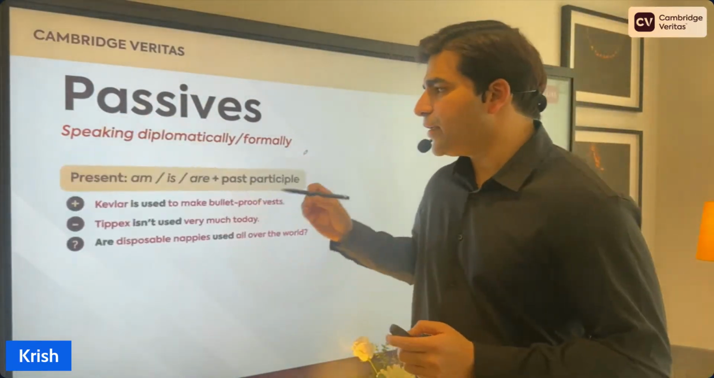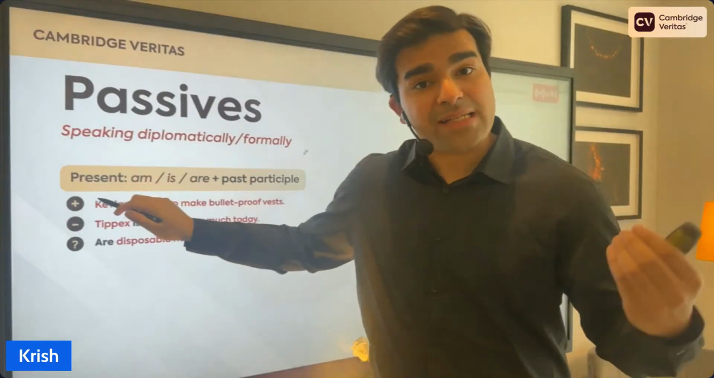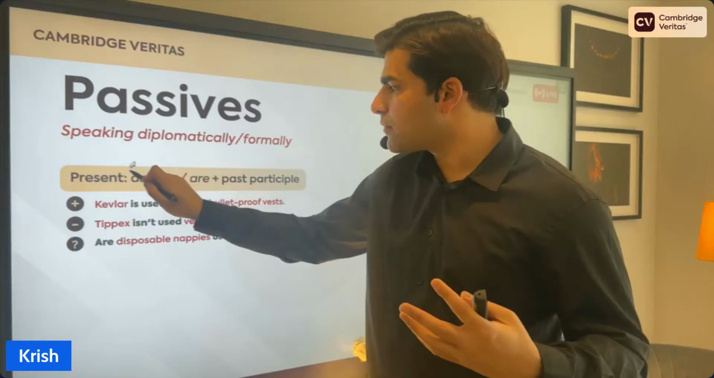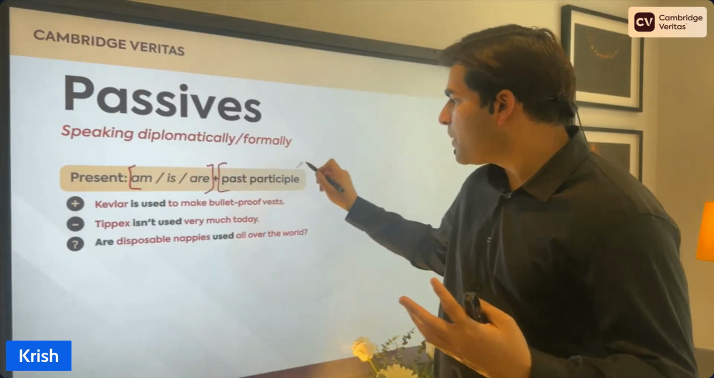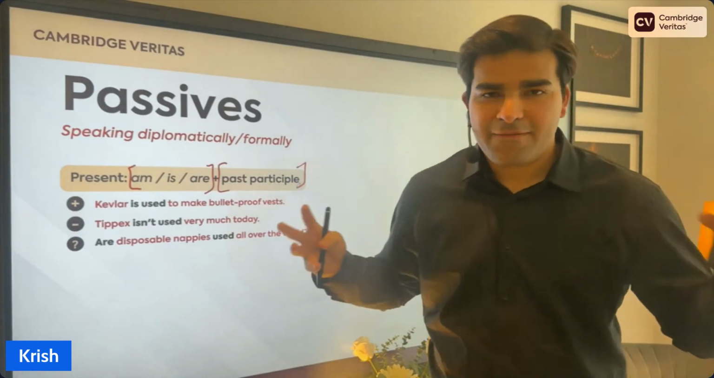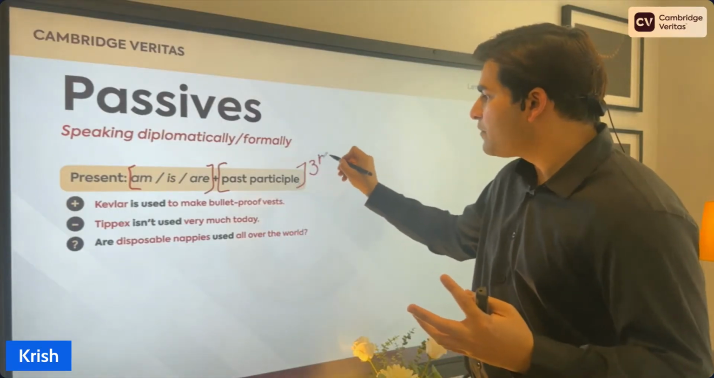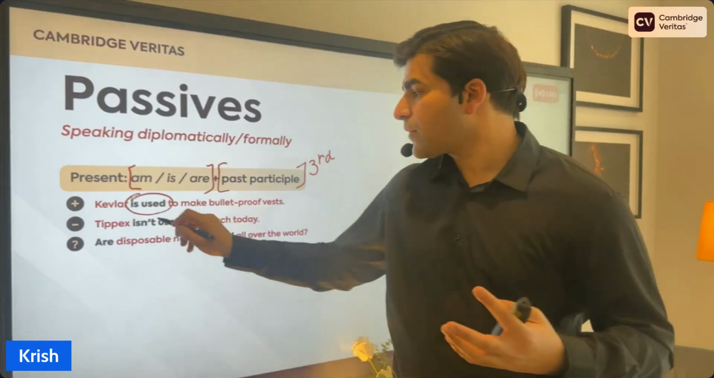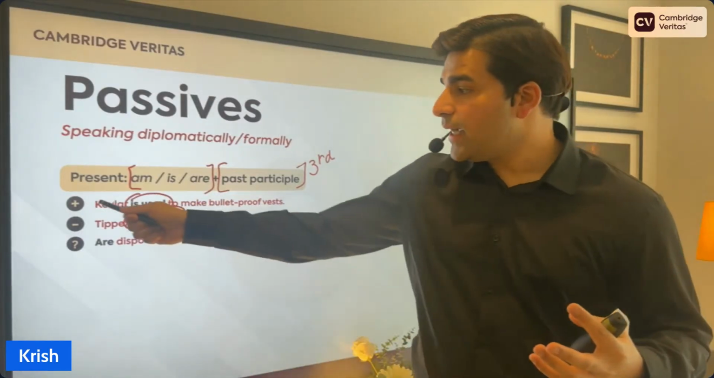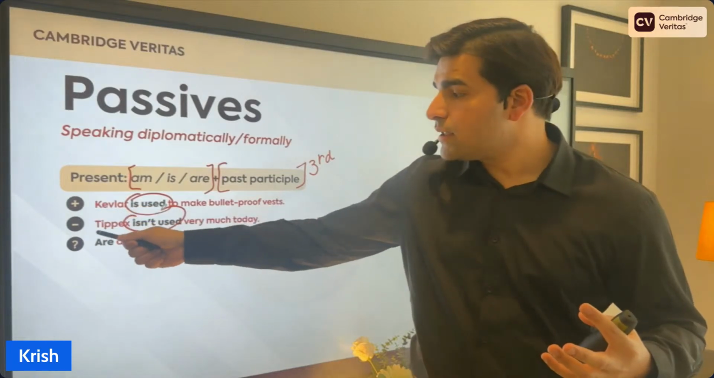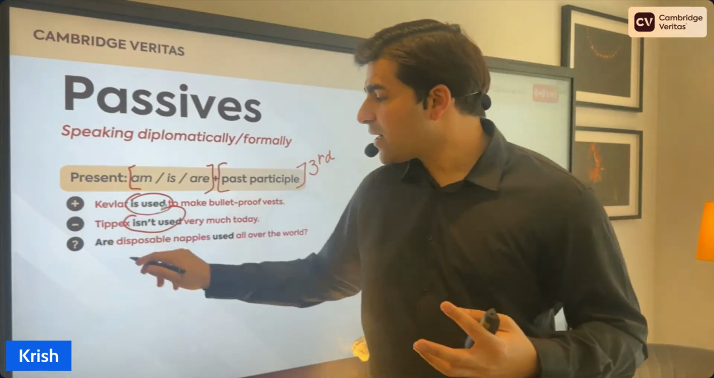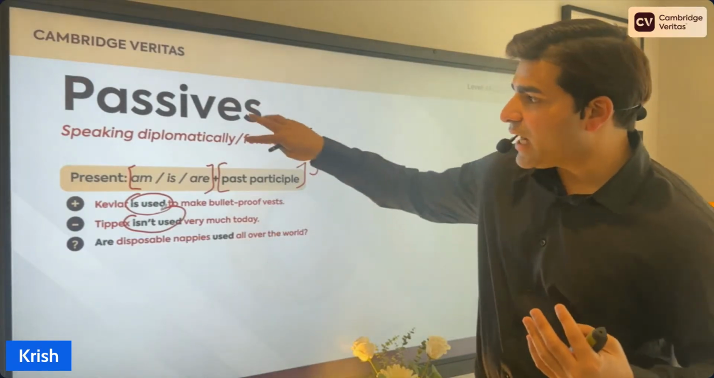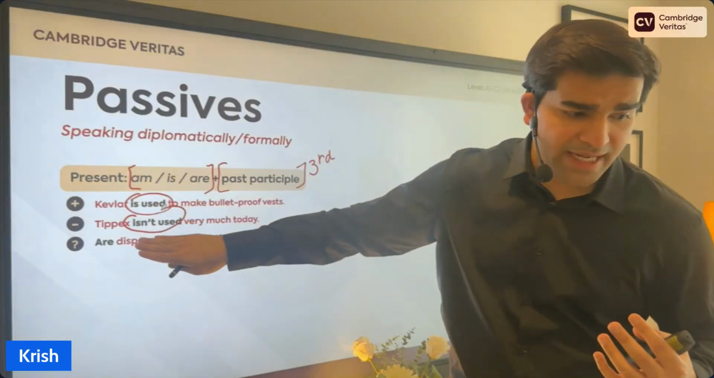There's something that I want to tell you. Number one, there are present passives. That is, you can use it in present situations. Is, am, are you can use, plus the third form. What is the meaning of past participle? It's a fancy way of saying third form of the word. For example, is used, isn't used. It can be said in positive sentences, negative sentences, and a question as well. Are disposable nappies used all over the world? Yeah. So can you see how present passives are used in positive, negative, and question mark?